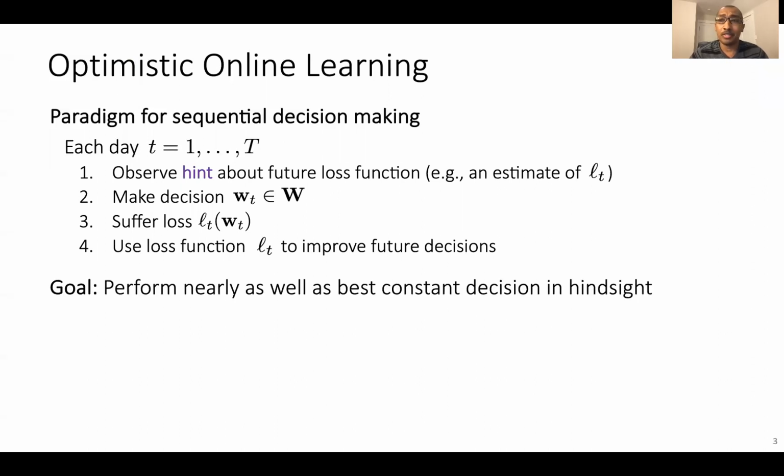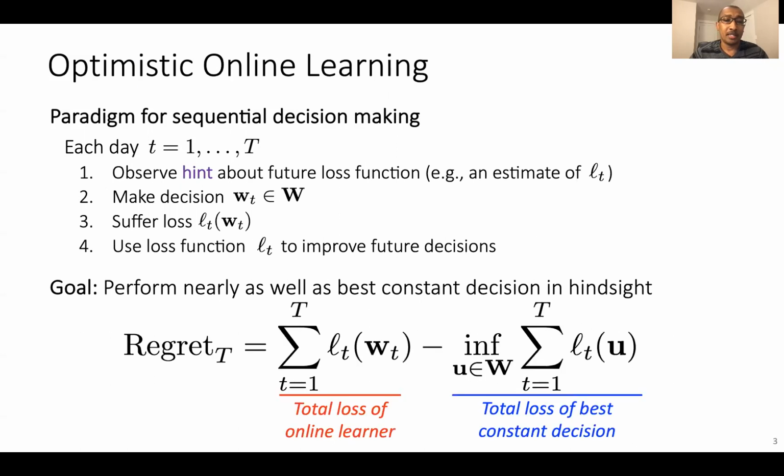Okay, so what's the goal of all of this? Well, our goal is to perform nearly as well as the best constant decision in hindsight. And the way that we measure that is with a quantity called regret. That's the difference between the total loss of the online learner and the total loss of the best constant decision in hindsight.